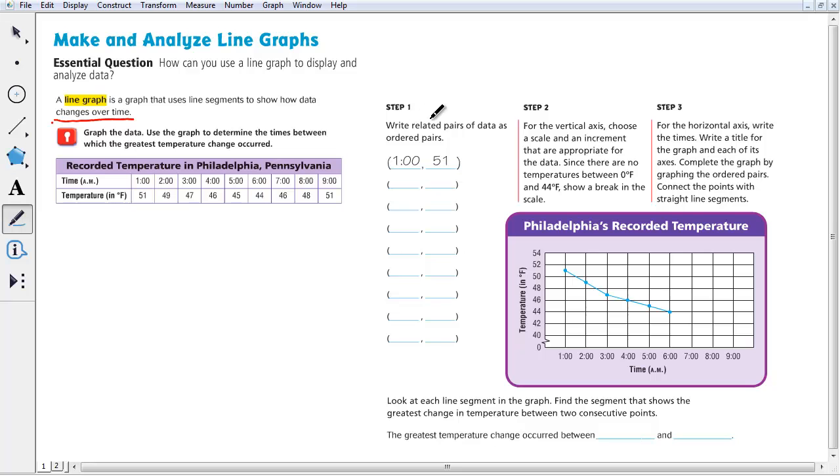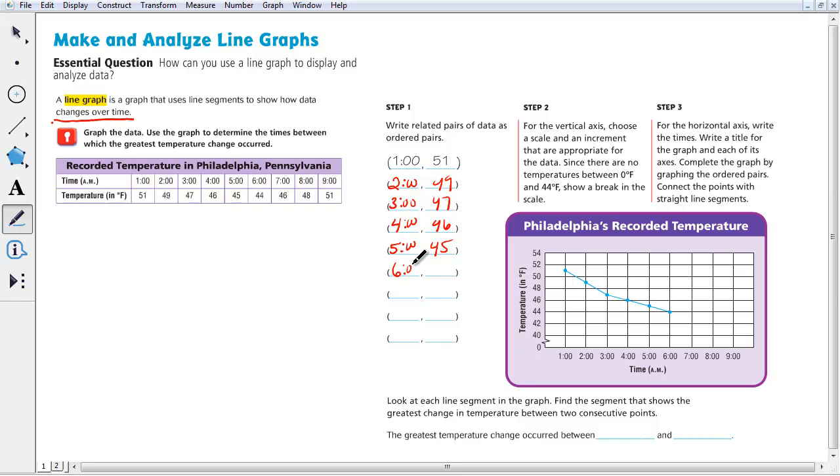Step 1 says, write related pairs of data as ordered pairs. So 1 o'clock is going to be written along with 51 degrees. So 1 o'clock, 51 degrees. The next ordered pair is going to be 2 o'clock, 49 degrees. Then we're going to have 3 o'clock, 47 degrees. 4 o'clock, 46 degrees. At 5 o'clock, it was 45 degrees.